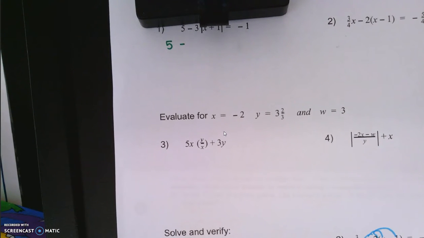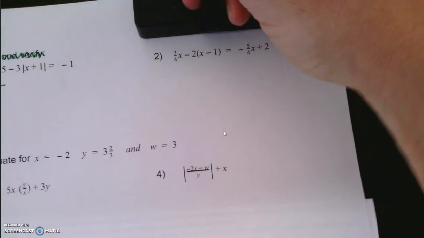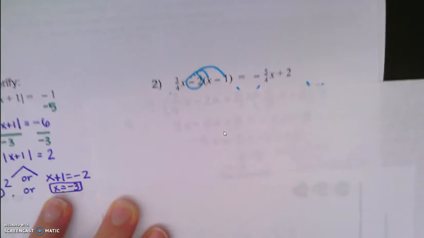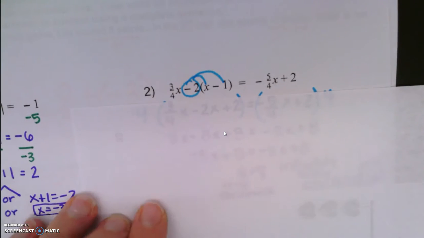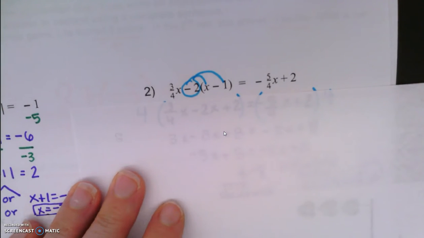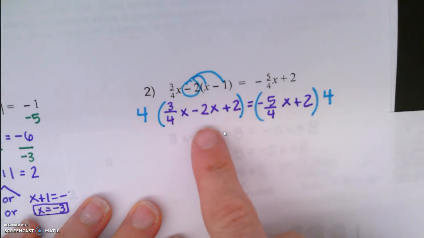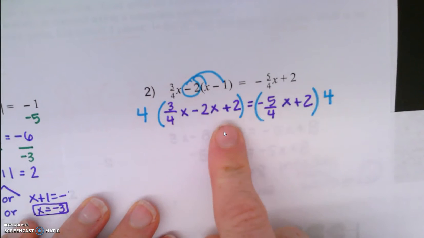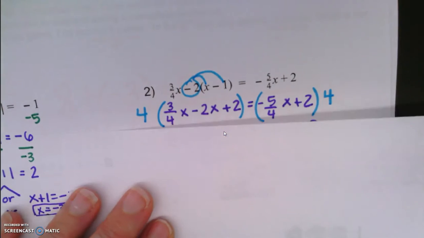Number 2, we needed to be solving 3x, -2 times the quantity of x minus 1 equals -5/4 x plus 2. I had to distribute my -2, and I got -2x plus 2. Negative times a negative is a positive. And then I decided to multiply both sides by 4 to clear my fractions.